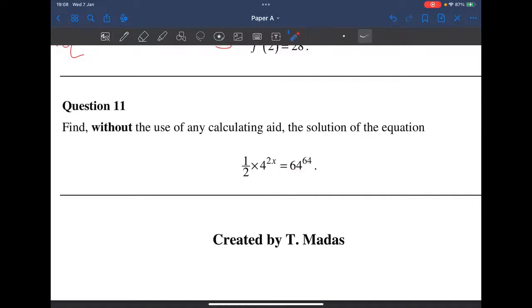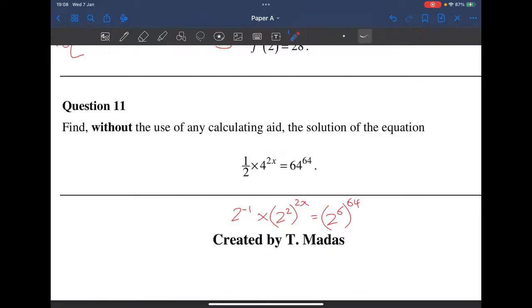So let's think what we have. I've got 2 to the minus 1 times by 4, which is 2 squared, all to the power of 2x. And then 64, it's 2 to the 6, all to the power of 64 still. What we could do is make that into, again, 2 to the power of 6, but I don't think we need to bother doing that. I think we just leave it as it is.